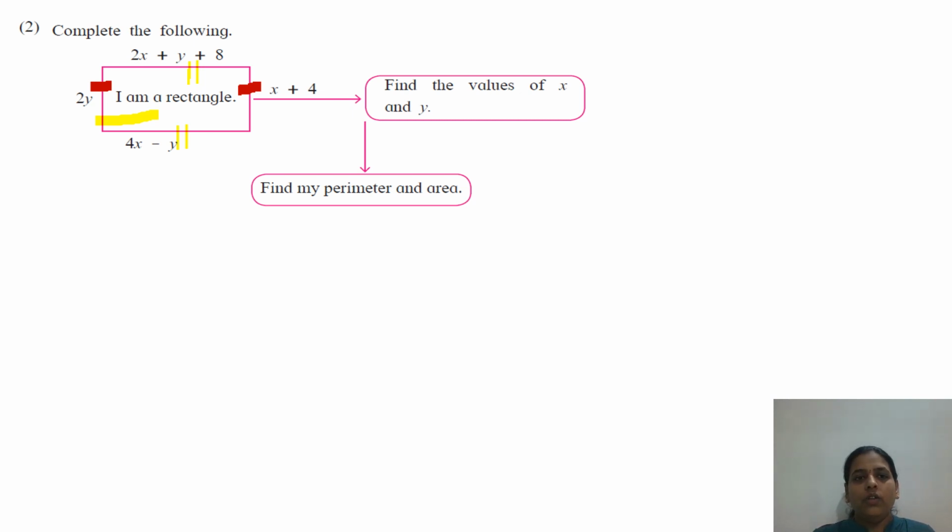Okay. So next thing is what? In this one 2y and x plus y, they are equal. Then 2x plus y plus 8 is equal to 4x minus y. Okay. Clear? Next, find the value of x and y here. According to this, find out the value of x and y, and then find the perimeter and area. Clear? So how to find this? We will understand step by step here.